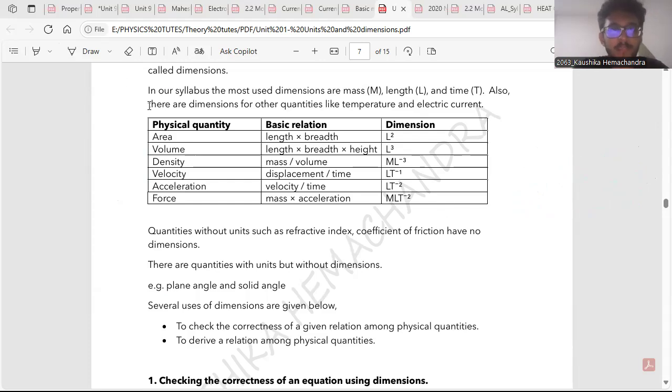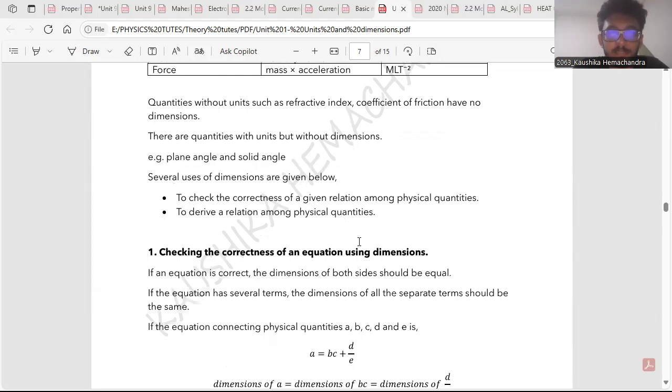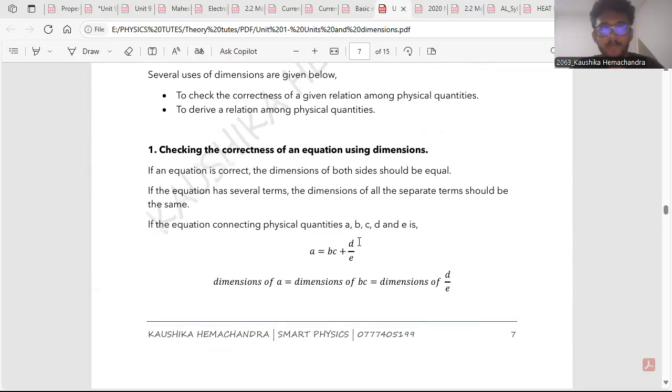And then the other one is to derive a relation among physical quantities, right? The other one is to derive an equation using dimensions. Derive a basic equation. We'll be doing that as well today. Okay, so those are the two uses of dimensions.